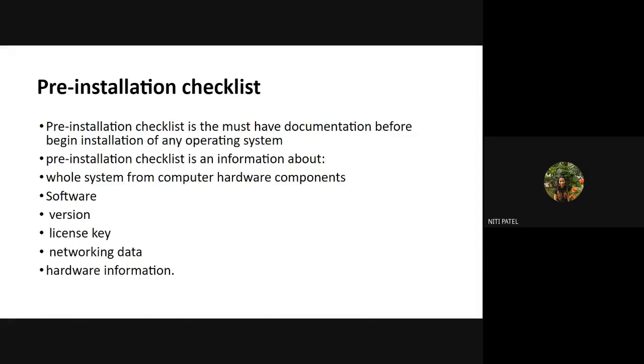So the operating systems which you purchase always have a license key. But if it is a free source or an open source operating system, you do not require this license key. Then next is networking data.